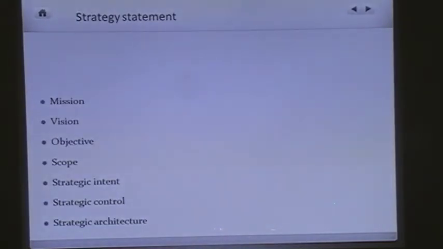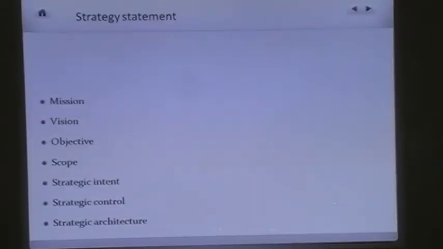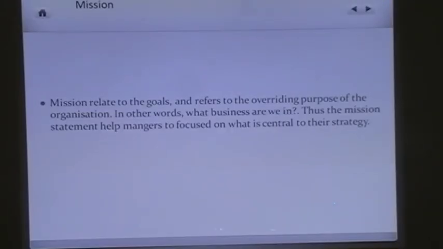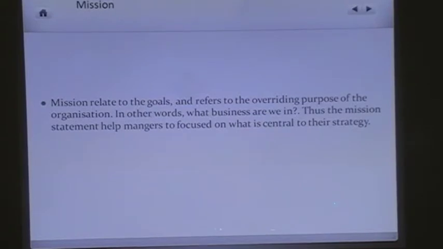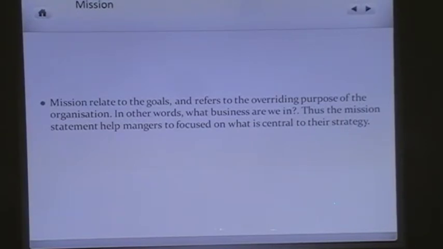Now, in terms of statements, we have looked at mission, vision, objective, and scope. Let's look at some of the others. Now, very briefly, mission is related to goals, and it refers to the overriding purpose of the organization. That means the mission of, say for example, an organization like NASA is to explore the outer boundaries of space. So that's the mission of the organization.